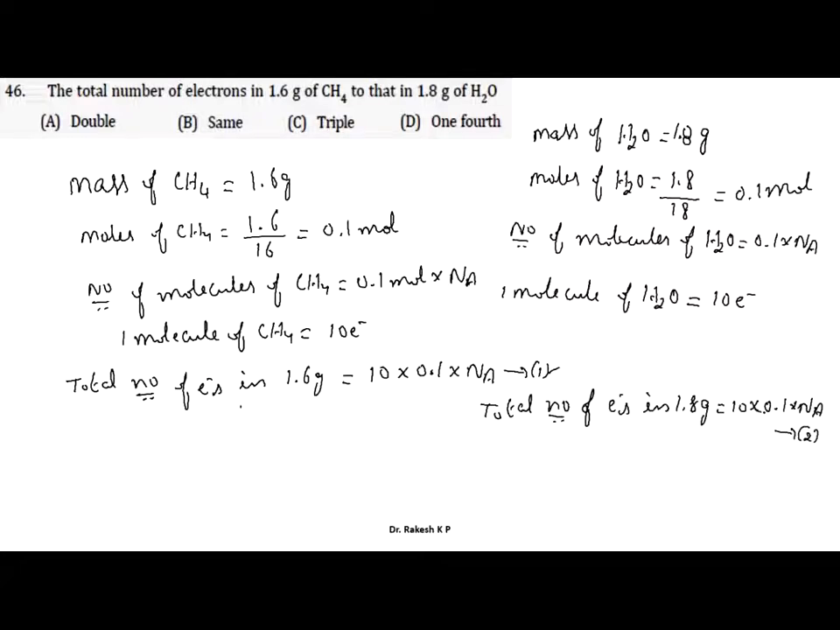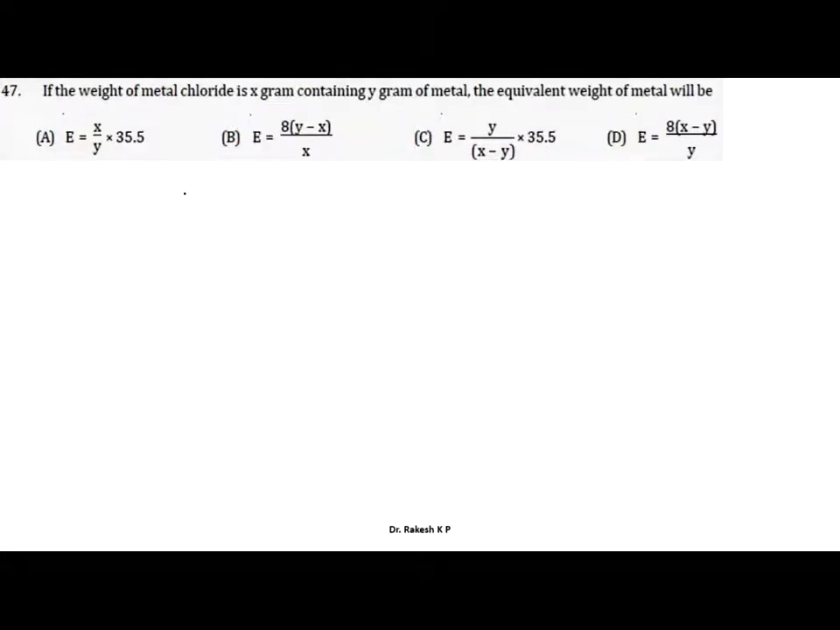That means the total number of electrons in 1.6 gram of methane to that in 1.8 gram of water is the same, because we got the same value. Hence the option is B. Okay, see the next question here.